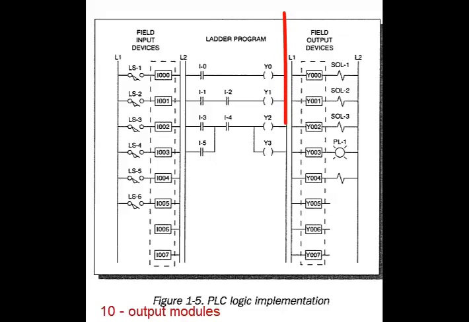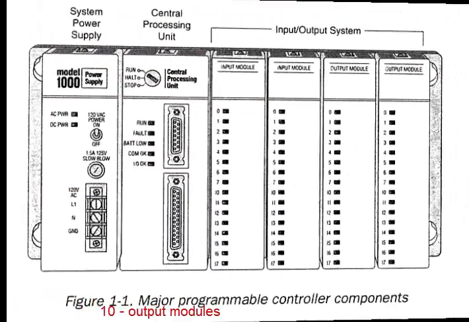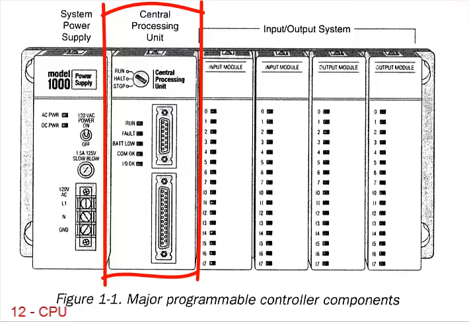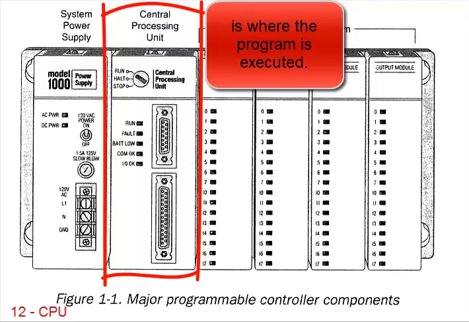Motors, indicators, and valves are actuators that can be connected to the PLC. Output modules connect to the actuators. Shown here are 3 solenoids, a light, and some generic load. This modular PLC has 2 output modules. The central processing unit is where the program is executed.